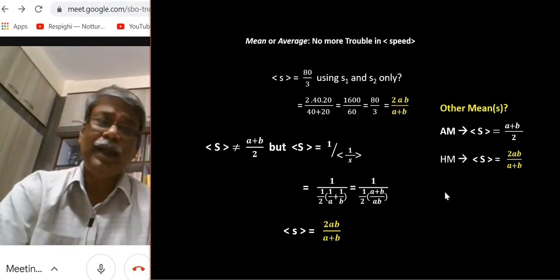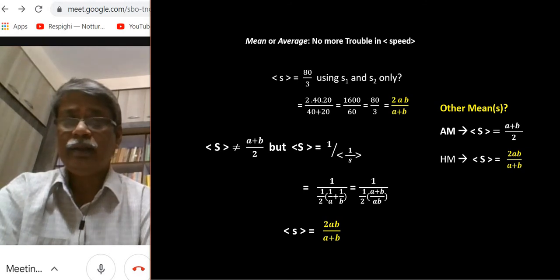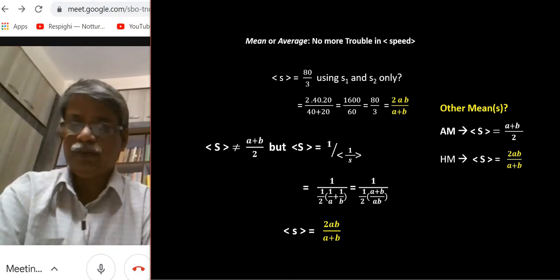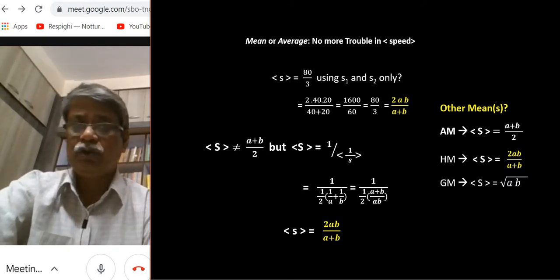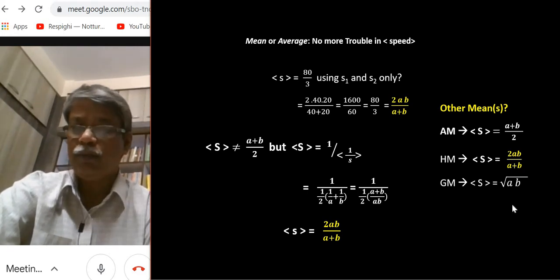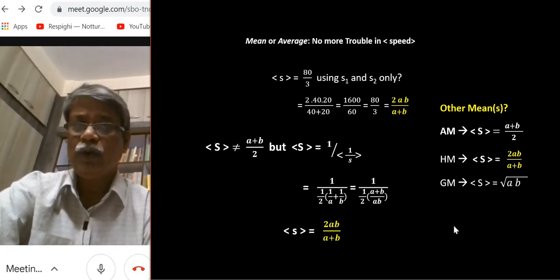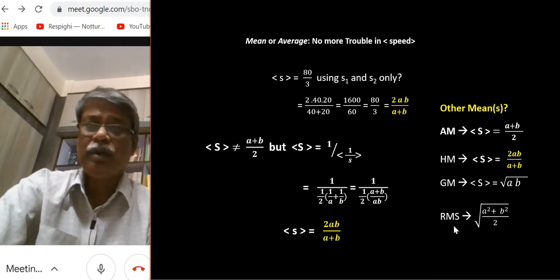So the question naturally arises at this point, are there any other means? Yes, of course we know that we have a geometric mean, which is defined as the square root of the product of the two terms a and b, square root of ab, and another is root mean square.